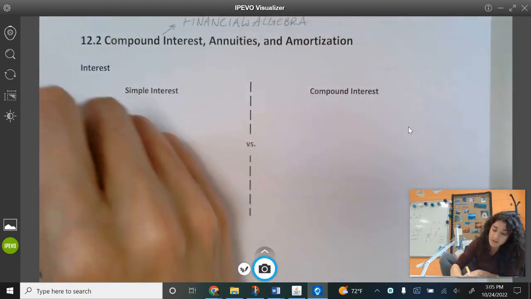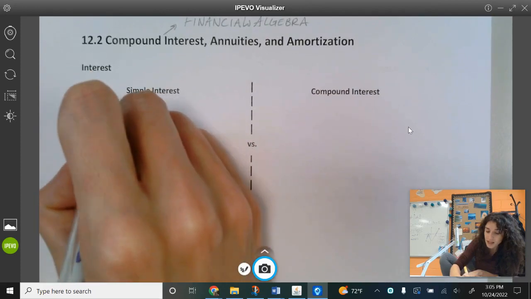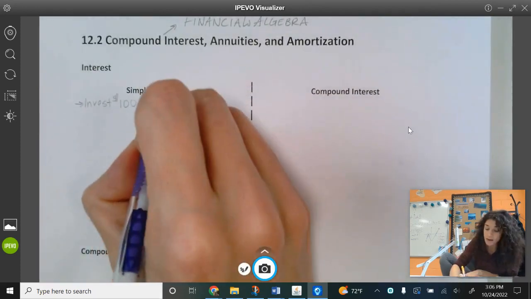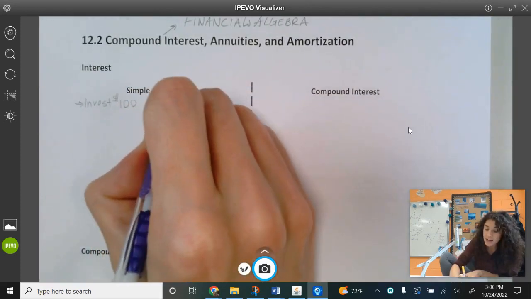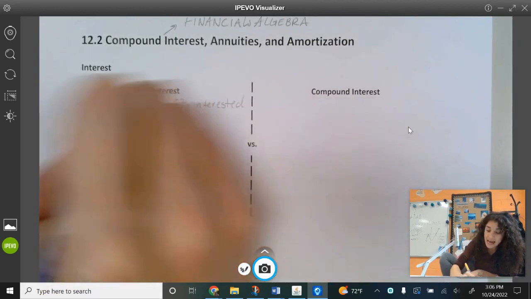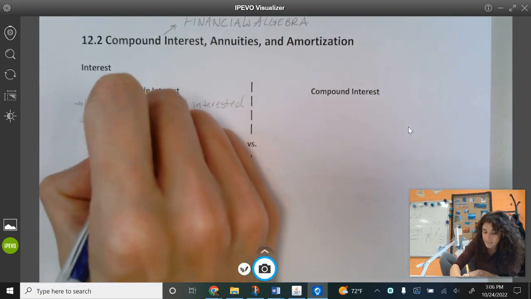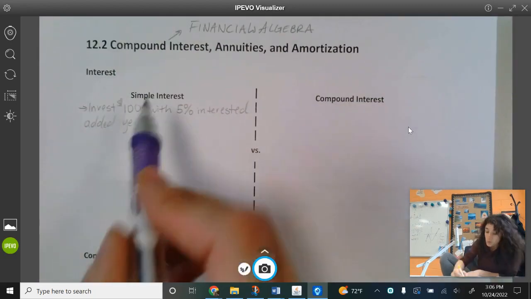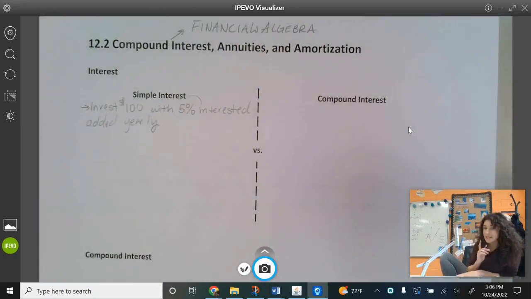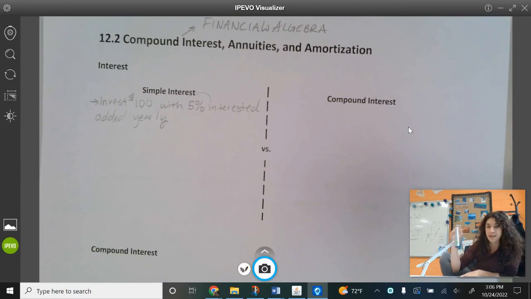And simple interest is when you have something where you've invested $100 with 5% interest added yearly. Now, yes, we see a percentage here, but it's not a geometric sequence. The reason why is because that interest is added yearly.